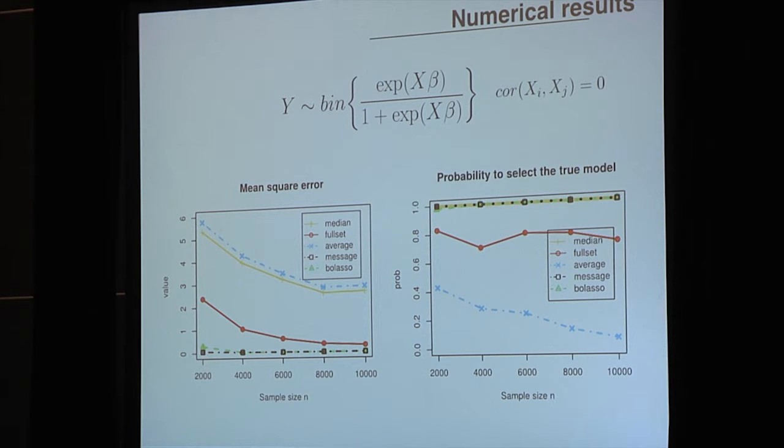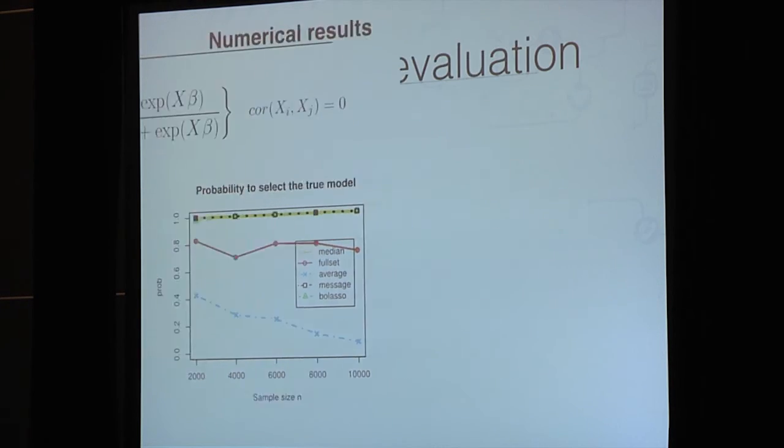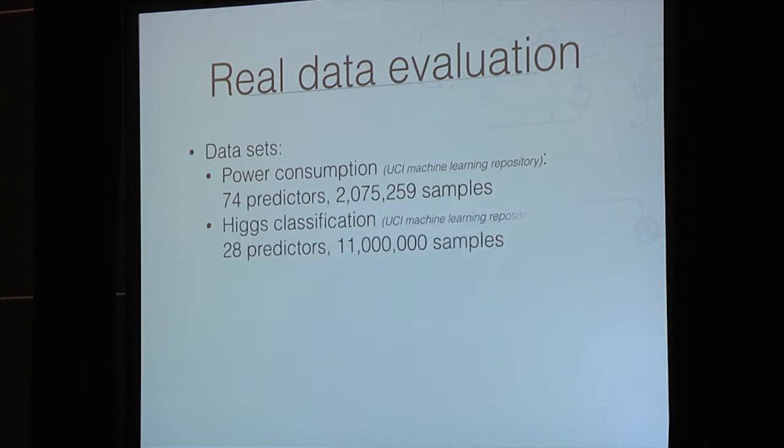In addition to these synthetic data sets, we are also looking at some real data sets from the UCI data repository. So we look at two data sets. One is the power consumption data, which contains about 2 million samples. And another one is the Higgs classification data, which contains 10 million samples.